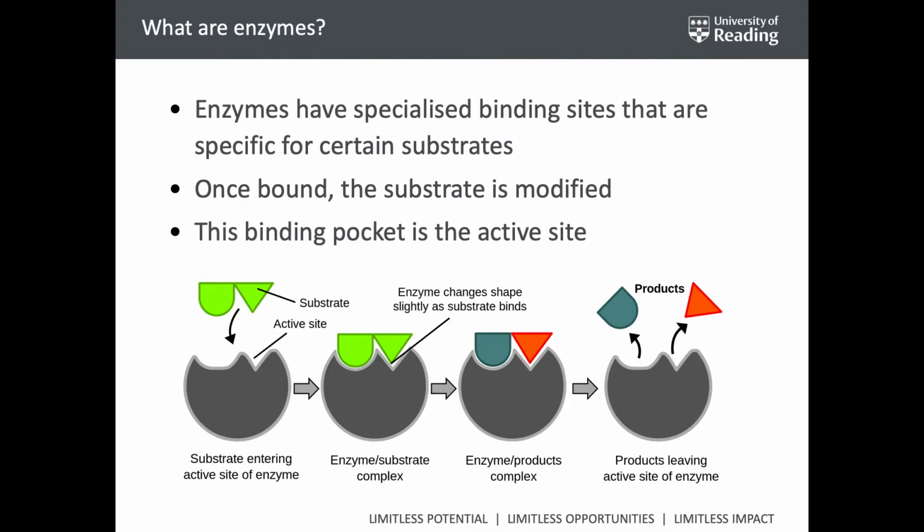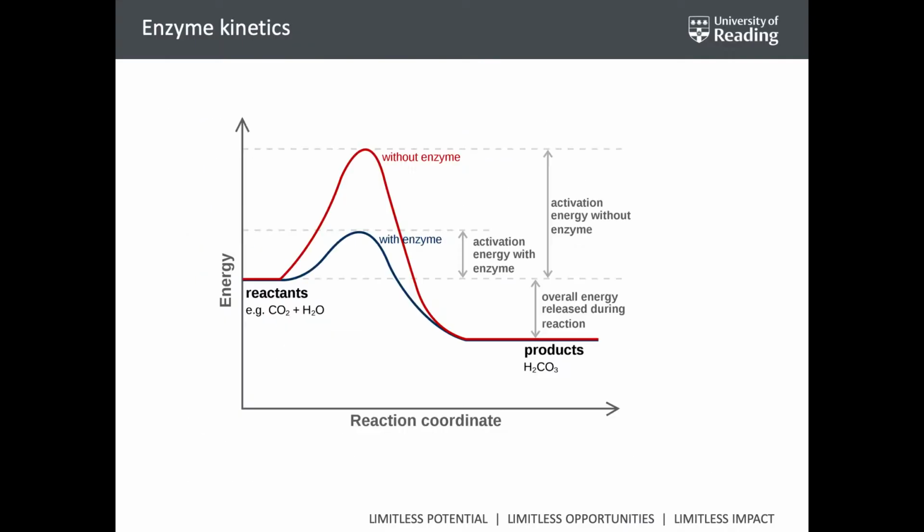There is then a chemical reaction which results in the modification of that substrate, and products leave the active site. So that's a simplistic overview of how an enzyme works. Looking at this energetically, basically what enzymes do is they reduce the activation energy of a chemical reaction.